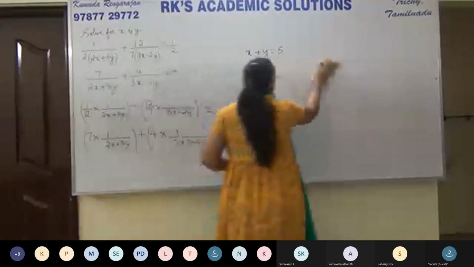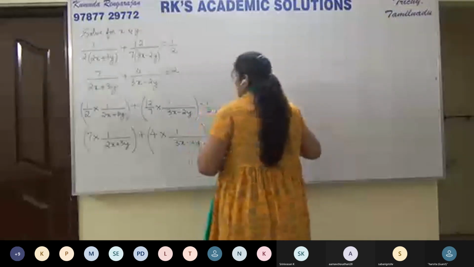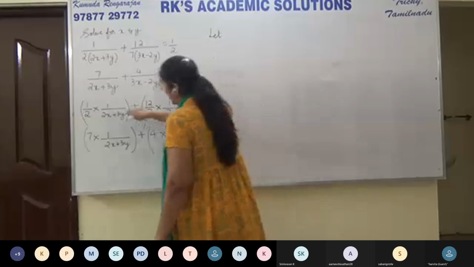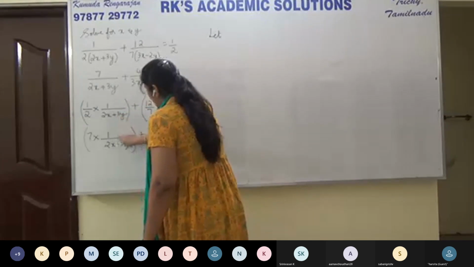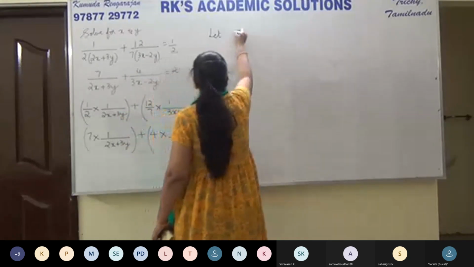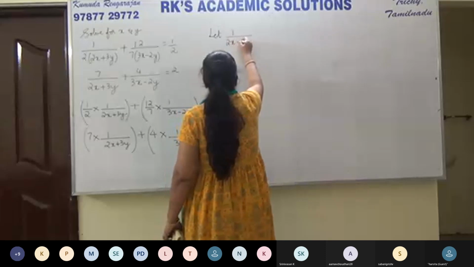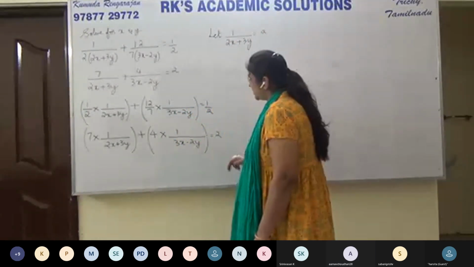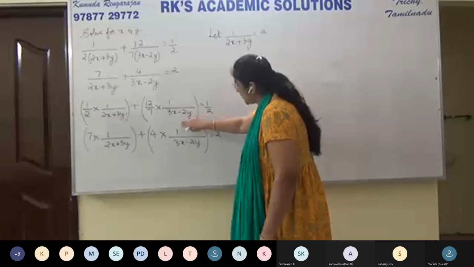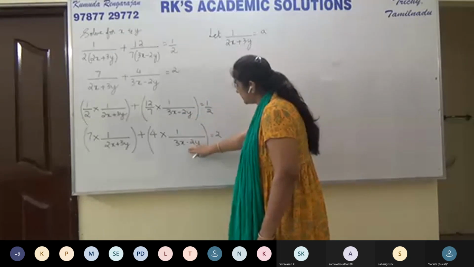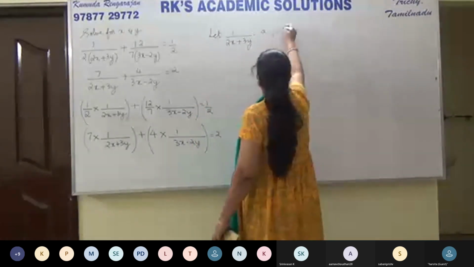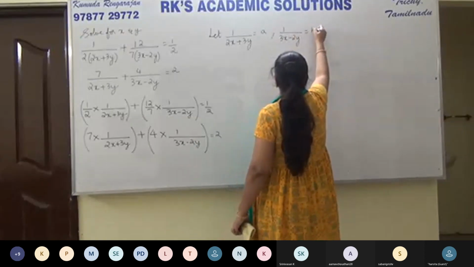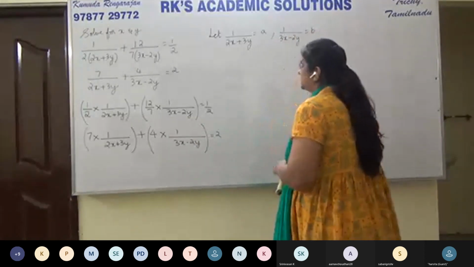Now, what do you see in common? 1 by 2x plus 3y. So let 1 by 2x plus 3y be something like A. Now see here, 1 by 3x minus 2y. So let 1 by 3x minus 2y be called B. Is it fine, children? Yes, ma'am. Okay.